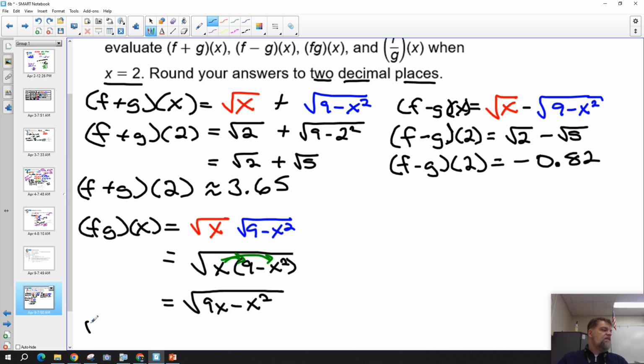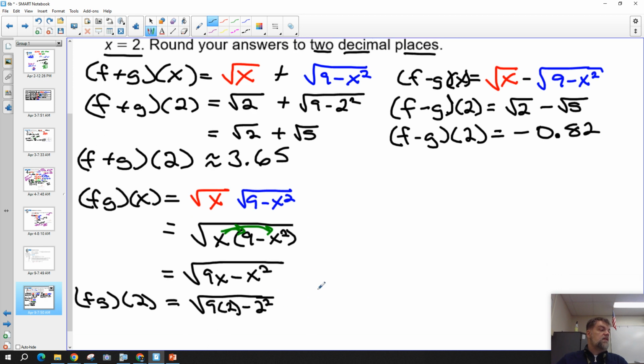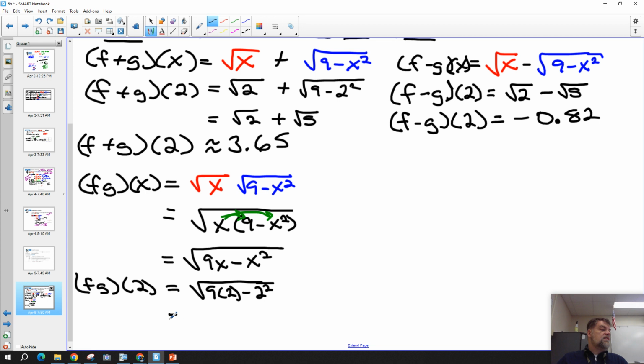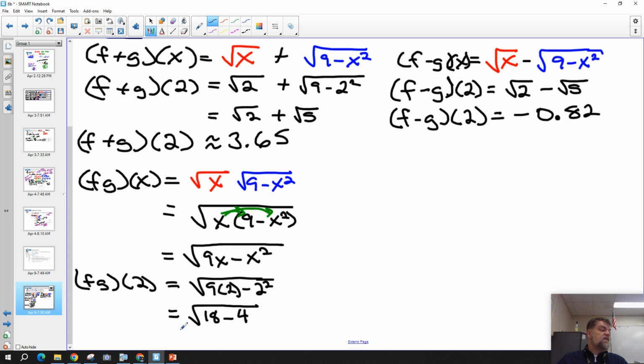Well, now we got to evaluate this at 2. So I'm going to say the square root of 9 times 2 minus 2 squared. Okay? So what is 9 times 2? 18. Minus, what's 2 squared? 4. So what is 18 minus 4? The square root of 14.